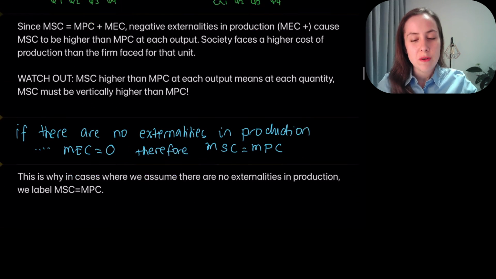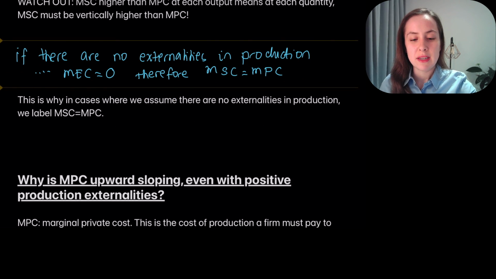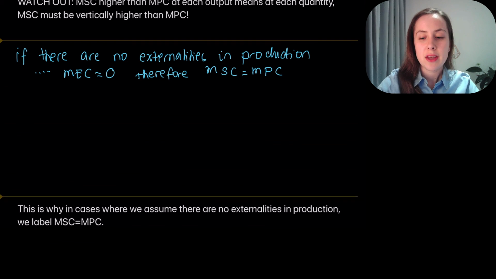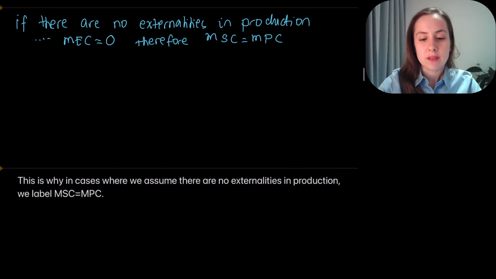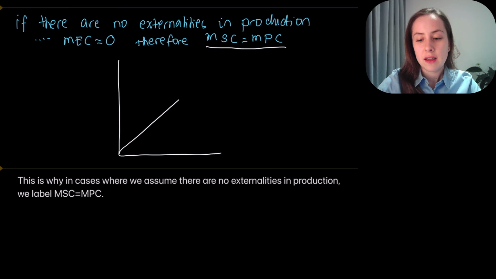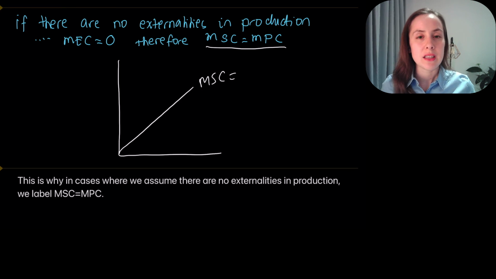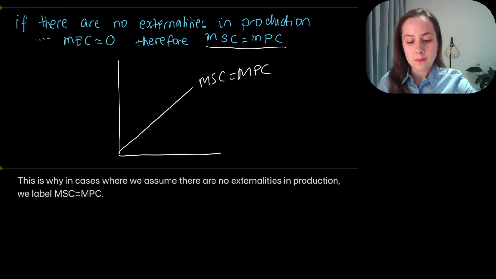And finally, if there are no externalities in production, MEC is 0, and therefore MSC equals MPC, which is why sometimes you might see MSC equal MPC. You're just making it clear that you're assuming that there are no externalities in production.